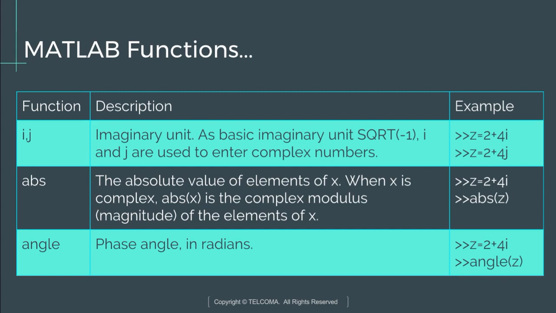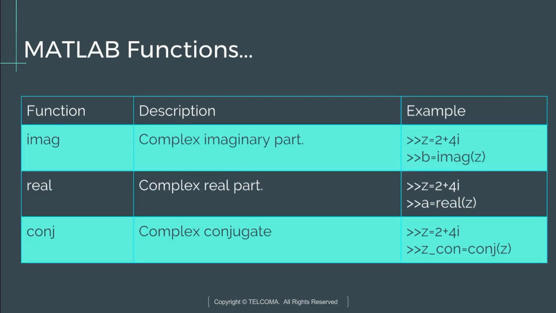Next is abs, the absolute value of elements of x. When x is complex, abs of x is the complex modulus of the elements of x. Next is angle. This is the function for phase angle, which is always measured in radians. Next is imag. This function is used to describe the complex imaginary part. Next is real. This is used to describe the complex real part.